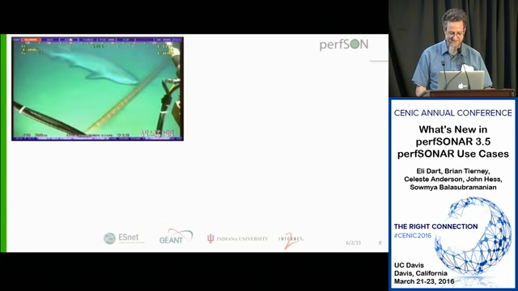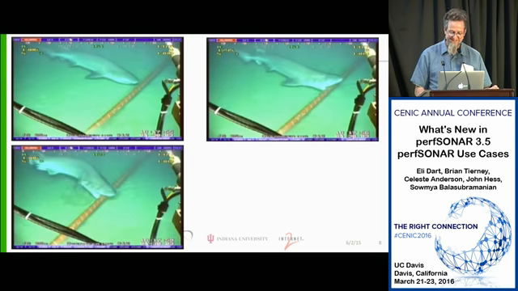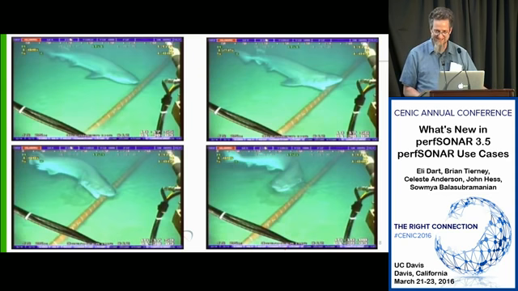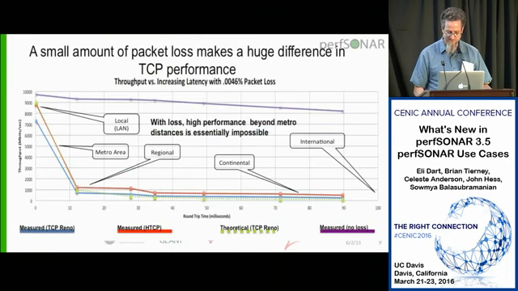I like this set of slides just for fun. This is an example of a hard failure almost happening. It's a shark attacking an undersea fiber cable. It appears that he didn't succeed, as far as I can tell. But that's not really what perfSONAR is about. perfSONAR is about a different class of failures. And here's an example of one.